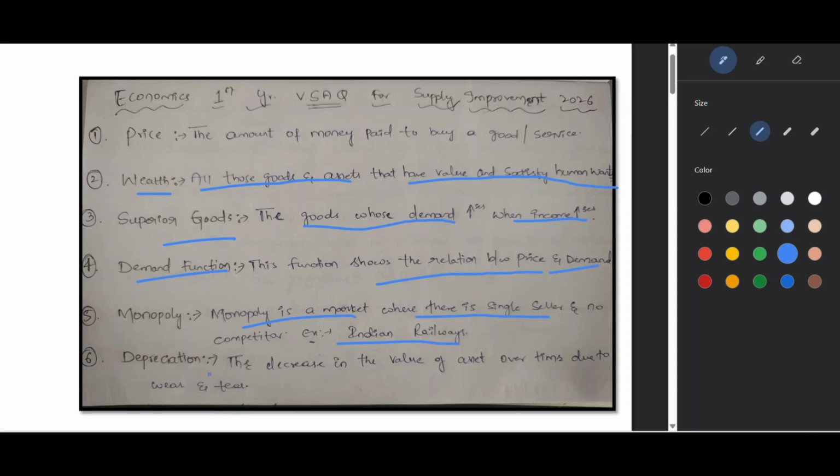Next, depreciation. Depreciation means the decrease in the value of an asset over time due to wear and tear. For example, you went to a mobile store to buy a smartphone worth 20,000 rupees. After 6 months of its usage, what will happen? The value of the smartphone decreases. So the decreased value is called depreciation.